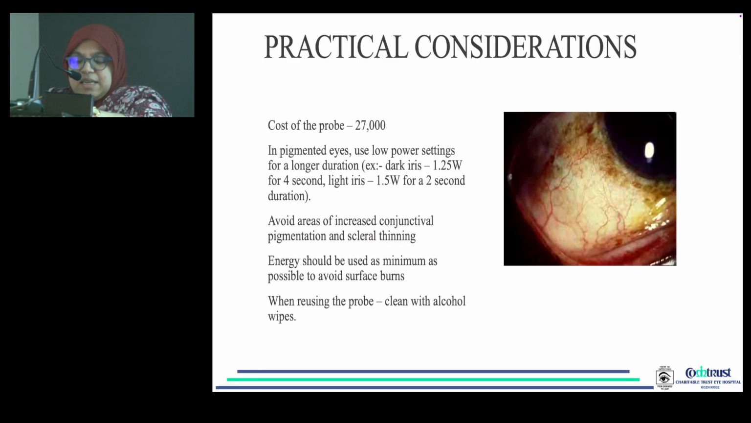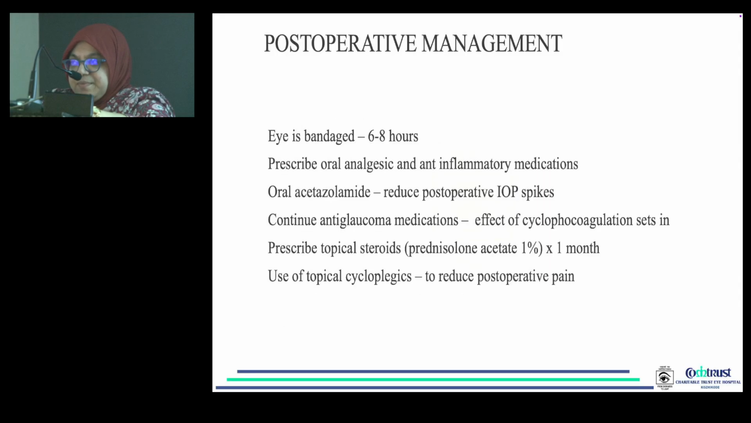So the practical considerations is the cost of the probe, that is the Iridix machine probe. It costs about 27,000, and in pigmented eyes use low power settings for a longer duration, and avoid areas of increased conjunctival pigmentation and scleral thinning. The energy should be used as minimum as possible to avoid surface burns. And when you're reusing the probe, always clean with alcohol wipes.